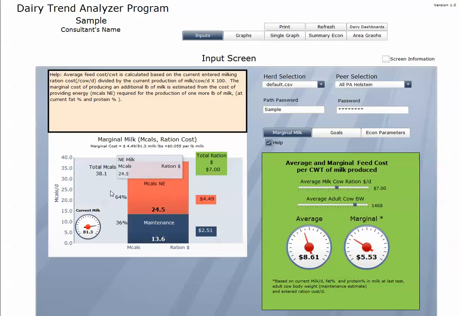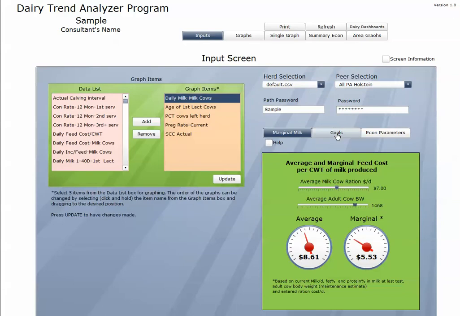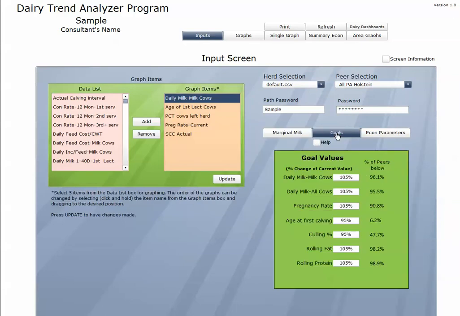And so based on how that energy is partitioned, we estimate what the marginal cost is to make an additional pound of milk, in this case about 5.5 cents, or $5.50 per hundredweight. Very important parameter. Next, the area that the user can change is the goals. So in this case, one can change the current levels on a percentile basis.